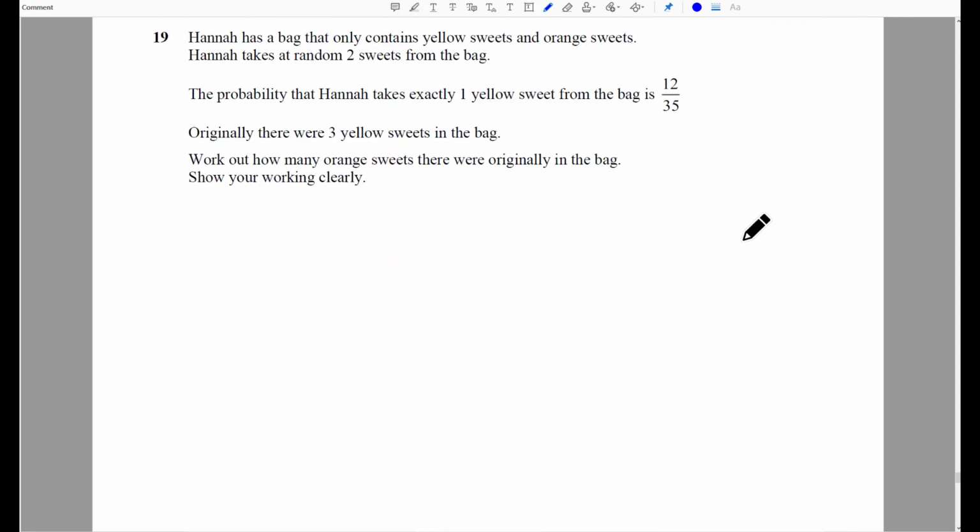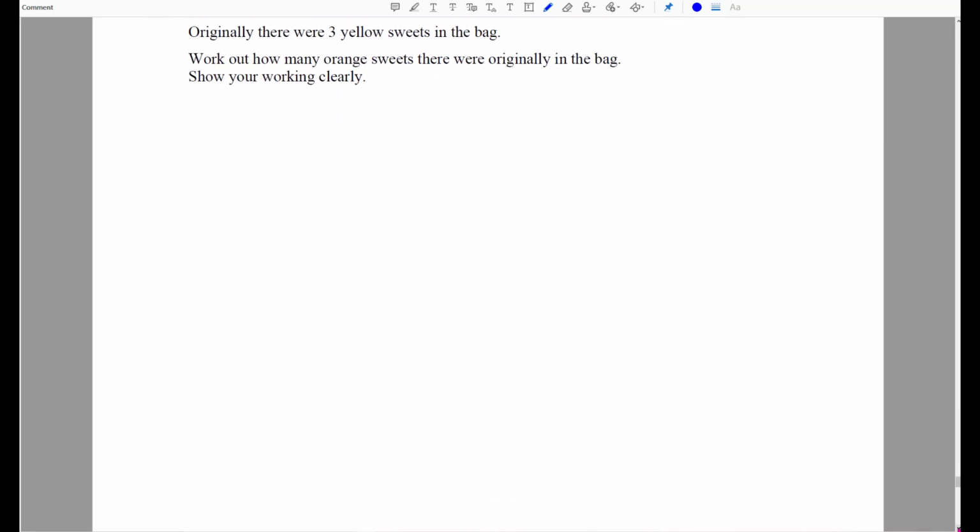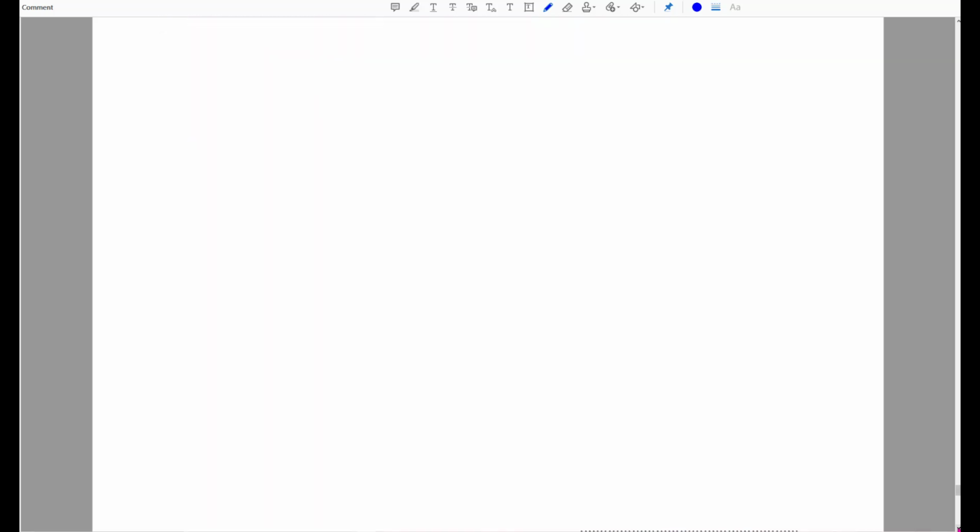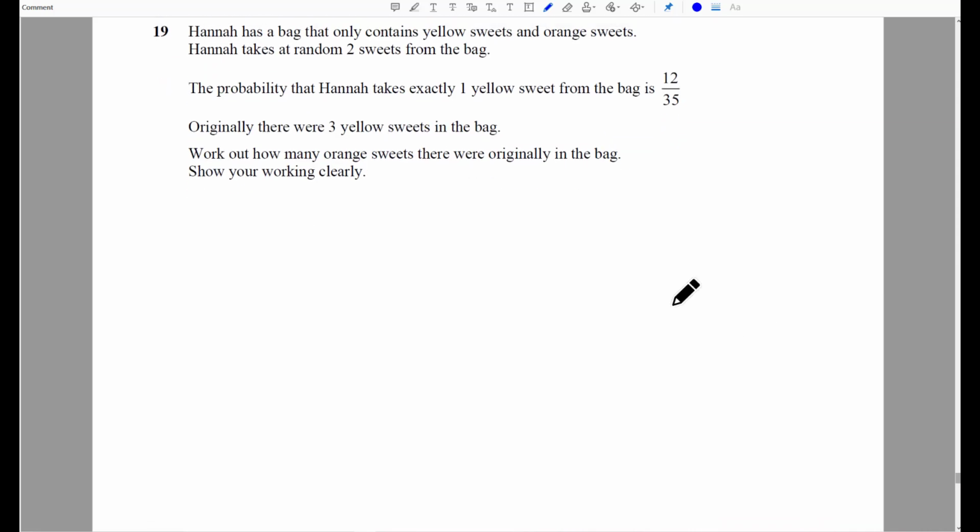Okay, this is the final question on this paper, and it's a probability one. It's a challenging one because you've got to use a bit of algebra. Let's see how many marks this is first. 5 marks. Right, Hannah has a bag that only contains yellow sweets and orange sweets. Hannah takes at random 2 sweets from the bag. The probability that Hannah takes exactly 1 yellow sweet from the bag is 12 out of 35.